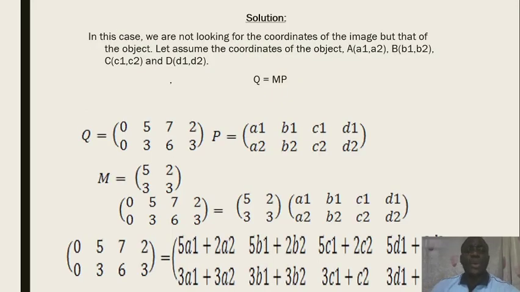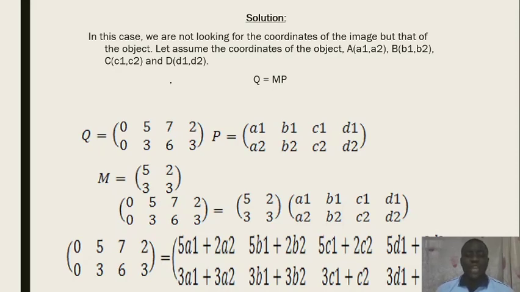So now let's look at the second example of transformation. I've not solved any problem like this; it's a little bit demanding. They gave us the coordinates of the image and the transformation matrix, and we are to find the coordinates of the object. That is why I have to form a matrix called P. So instead of us having 2, 3, it becomes A1 and A2. Instead of having 2 B's, we now change it to B1 and B2.